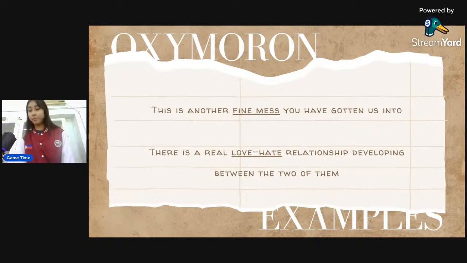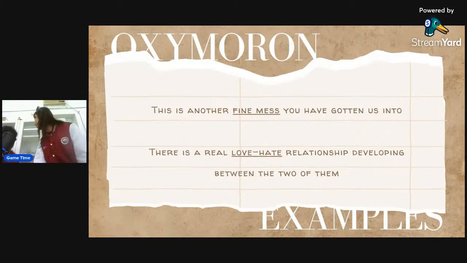Okay. There is a real love-hate relationship developing between the two of them. Love and hate. There's love and hate in a relationship. So you have a lot of things you don't like in a relationship, and things you also love in a relationship, which creates a relationship between the two of them. Yeah. Okay, let's go.